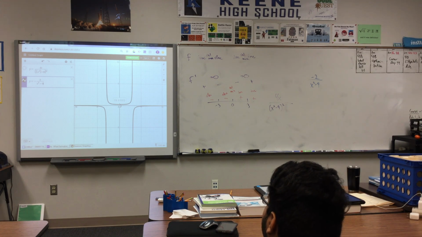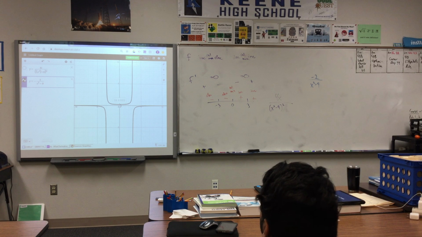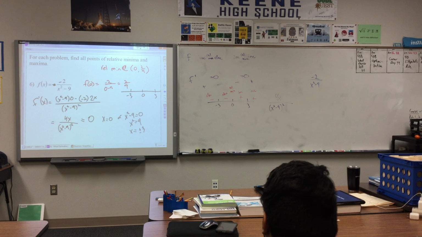0.2222, if you're familiar with your 9 fractions, that's 2 ninths. And then from here to 3, it's increasing, and then there's an asymptote at positive 3, and from 3 onward it's increasing. It's asymptotic here. The y values approach 0, but they never actually hit it. It just keeps rising and rising. So, some interesting information there with the calculus.